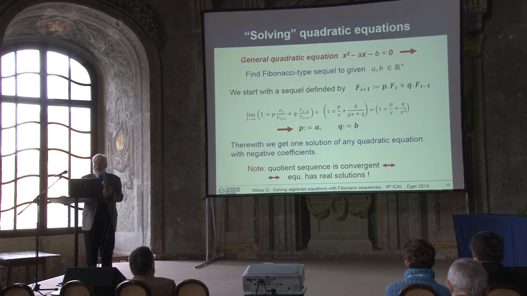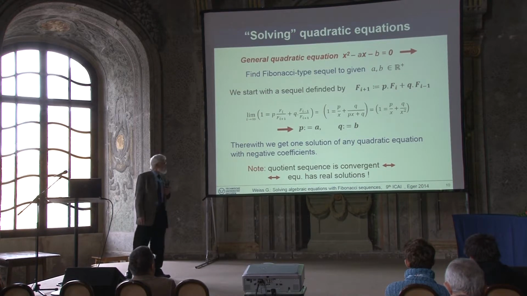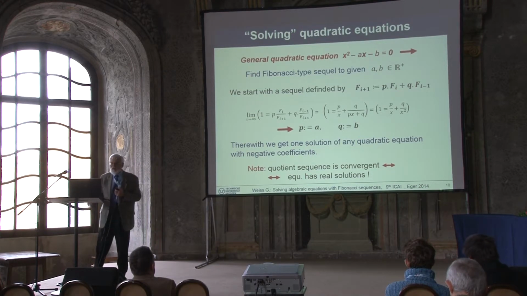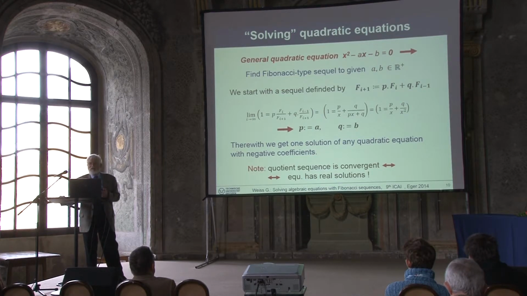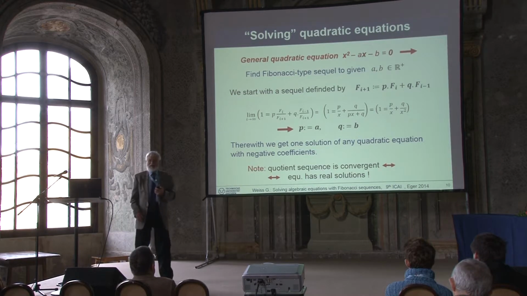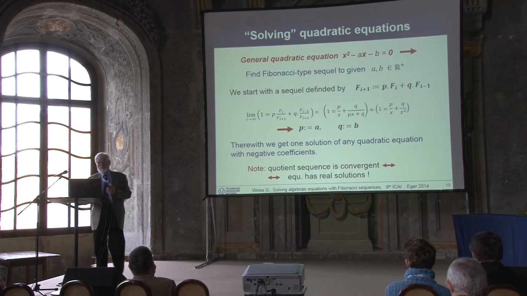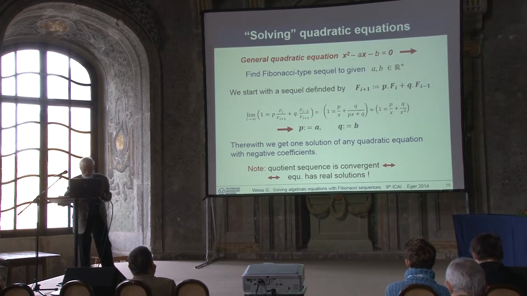So we have found a Fibonacci type sequence such that we get a positive solution of this quadratic equation if there is a solution. Note that for the quotient sequence, we have to talk about the convergence, of course, of this series, and the convergence is connected with the equation having real solutions. So, of course, I mean, to solve quadratic equations approximately is not a great deal we want to have.